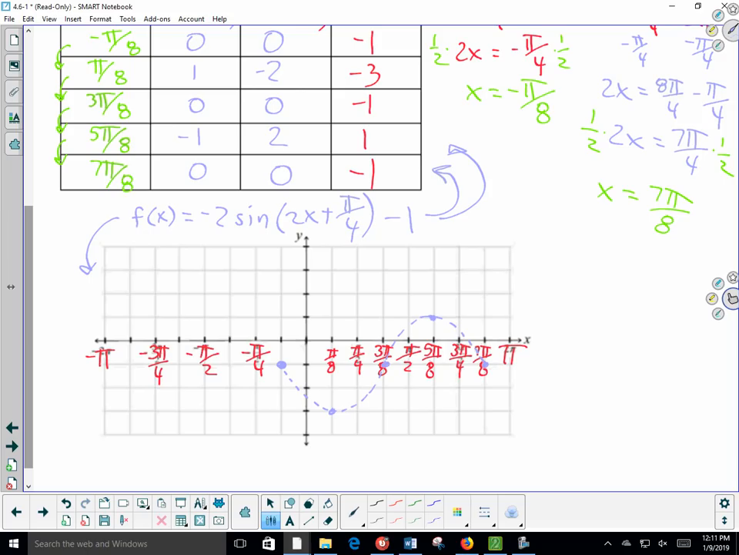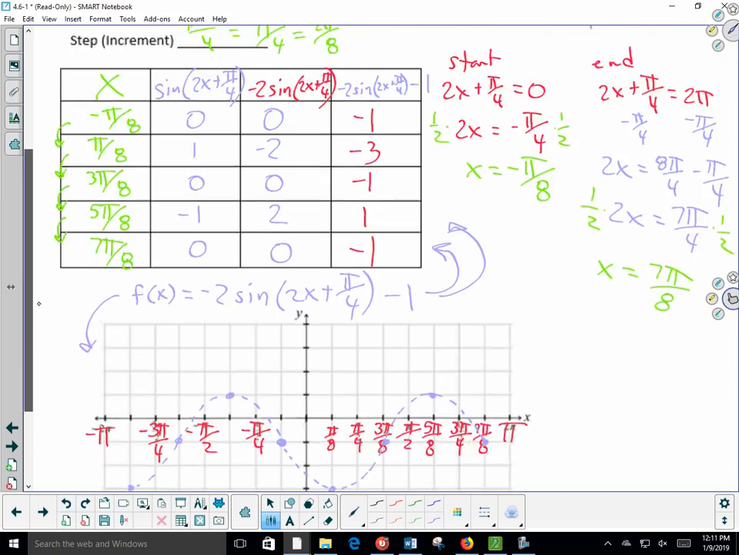All right, I could keep that pattern going. It looks like I go over 2, down 2, then over 2, up 2, and so on. That seems to be the pattern. So I'm going to keep that pattern going over here. I'm going to go over 2, up 2, over 2, down 2, over 2, down 2, and so on. So there's a continuation of my graph here.